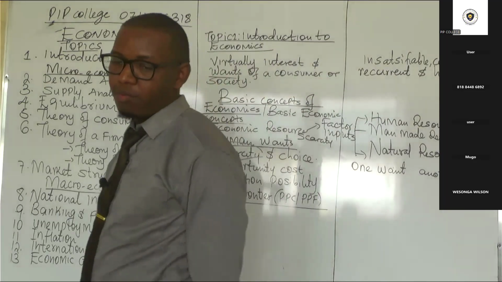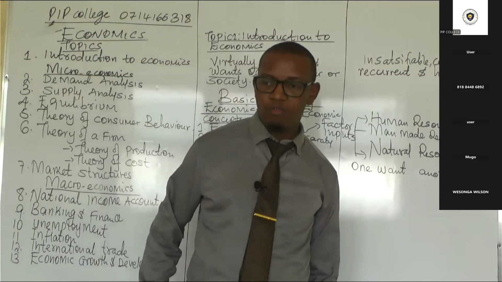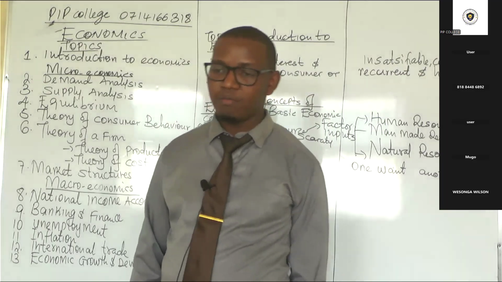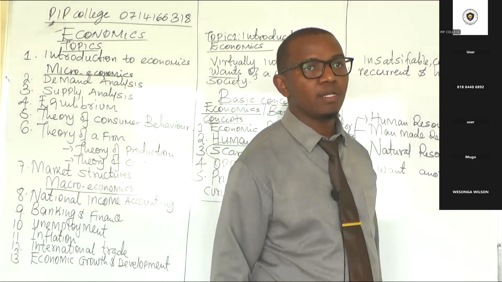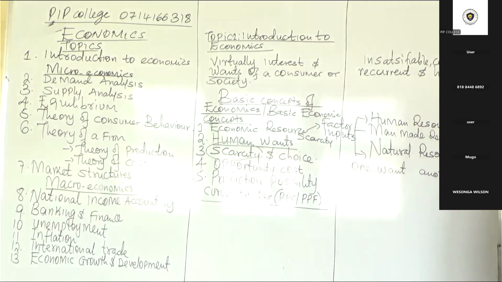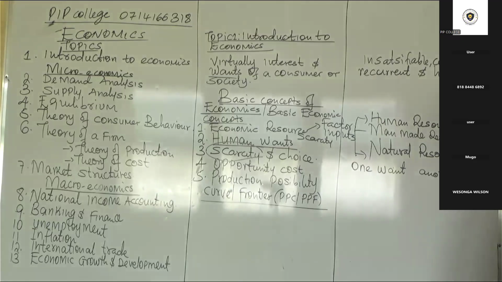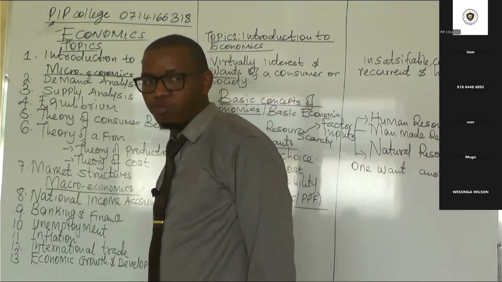You say opportunity cost is the value of benefit of the choice you forego.